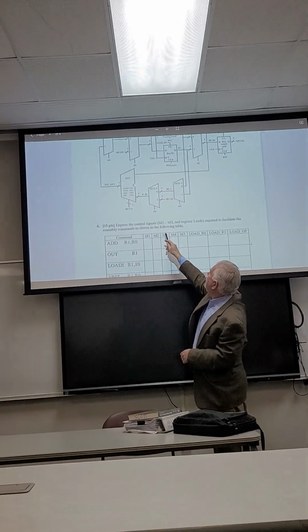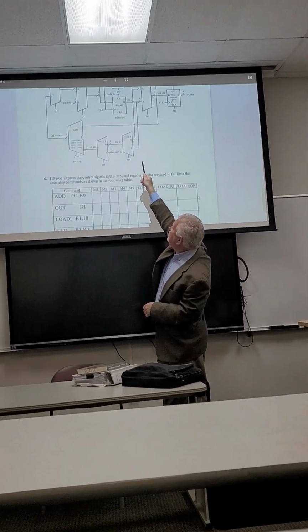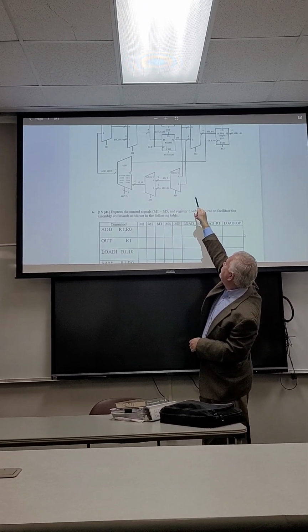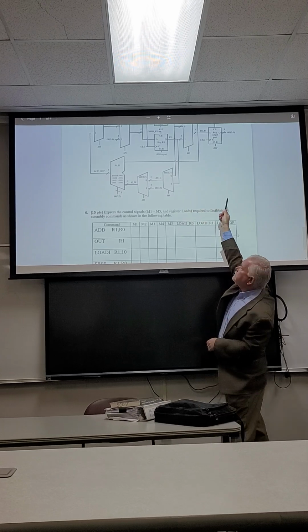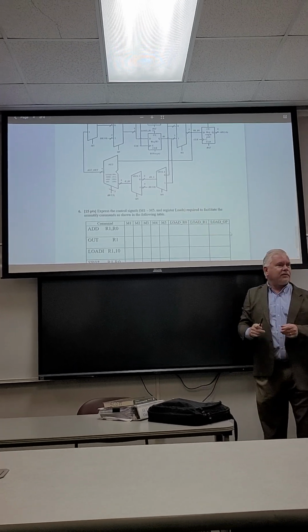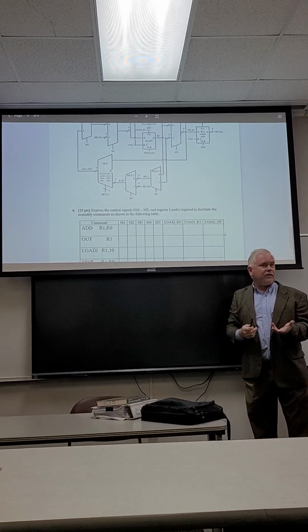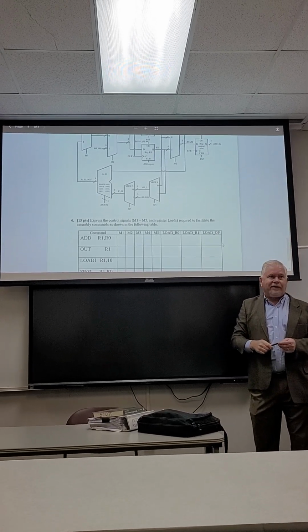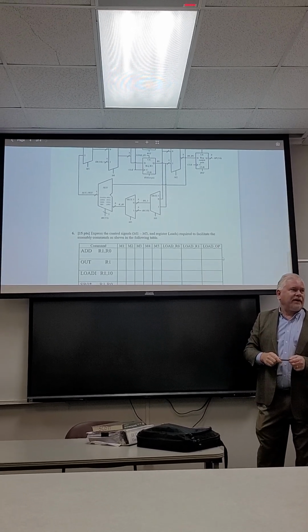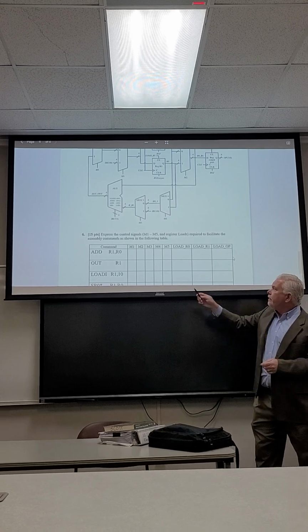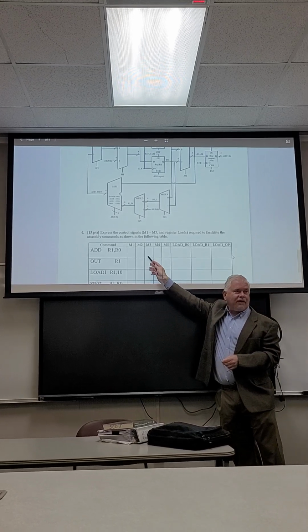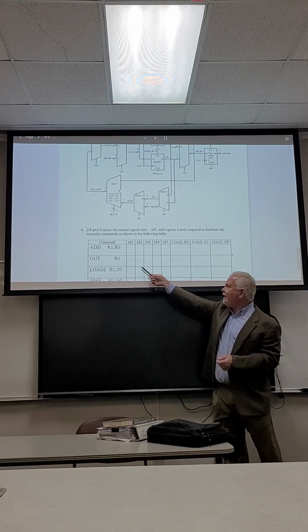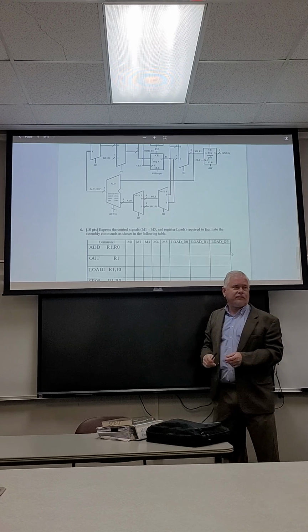Out R1 does what? It takes what's in register 1 up here and outputs it to the output register. So the only active multiplexer here is multiplexer 2, right? The other ones, we're not using them. The add one, I think we needed all of them, right? But some of them, like out, that's an easy one, right?